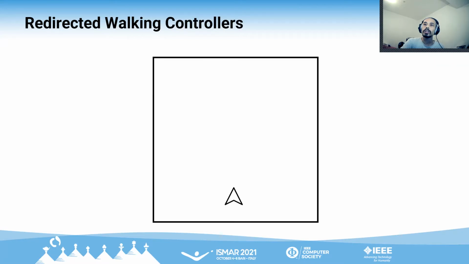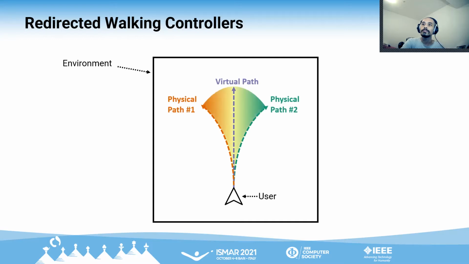In redirected walking, we have a user located in an environment. The user will want to travel along some virtual path, and this corresponds to a range of physical paths that the user can be traveled along. And usually if the user gets too close to a physical object, we initiate what's called a reset, wherein the user just has to turn around after stopping walking so that they can start to walk again once they're reoriented away from whatever object they got too close to.